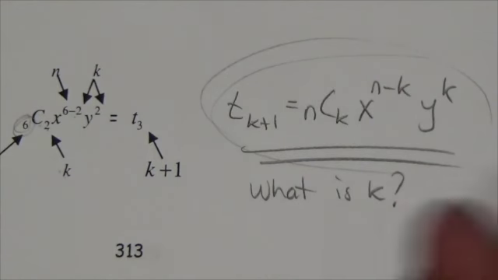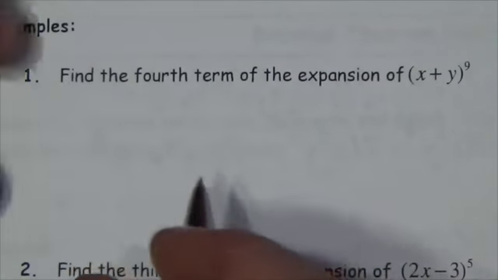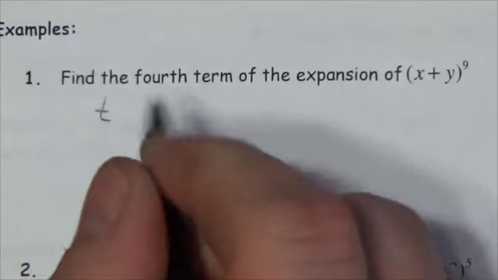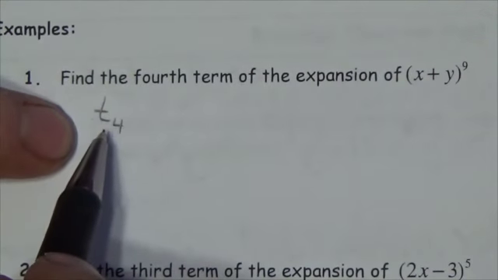From that point on, it's just filling in the pieces. So I'll show you some examples so you can see what I'm talking about. Find the 4th term of the expansion of x plus y to the 9. Okay, so when we refer to the 4th term, think of it like this. We're going to use t to refer to the term here. The 4th term would be t sub 4.